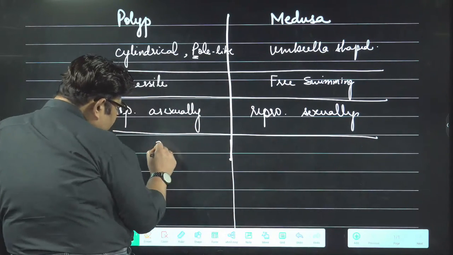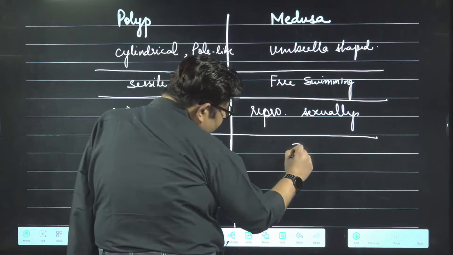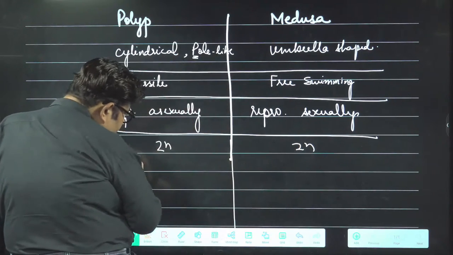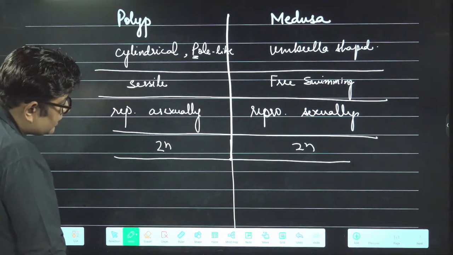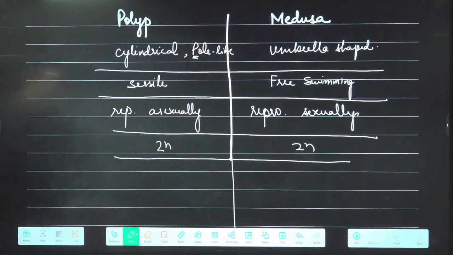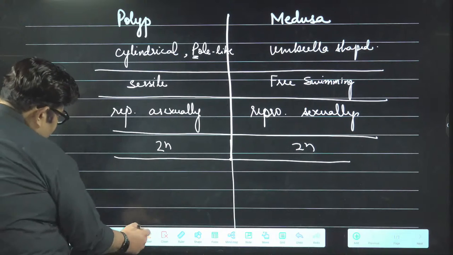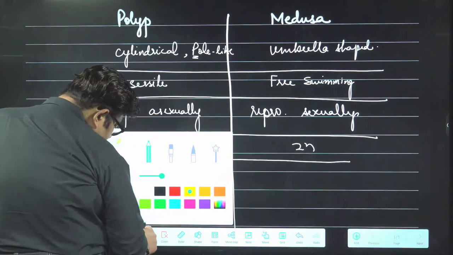But both are diploid forms. There should not be any confusion that one is haploid and one is diploid. Both are diploid forms, please understand that. Polyp and medusa: sessile and free swimming. Sessile means fixed to the bottom. Just remember these differences.